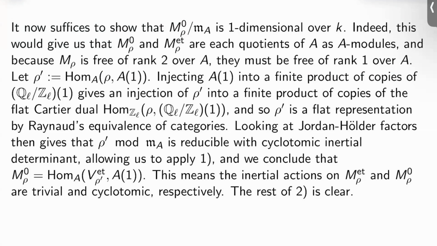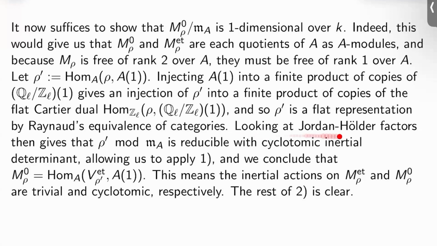Okay. Let ρ' be Hom_A(ρ, A_1). You can inject A_1 into a finite product of copies of Q_L/Z_L(1) to give an injection of ρ' into a finite product of copies of the flat Cartier dual Hom_{Z_L}(ρ, Q_L/Z_L(1)). These Cartier duals were discussed back in chapter 5. So the upshot is that ρ' is a flat representation by Raynaud's equivalence of categories. I mean, you probably could have just suspected that, but there you go.